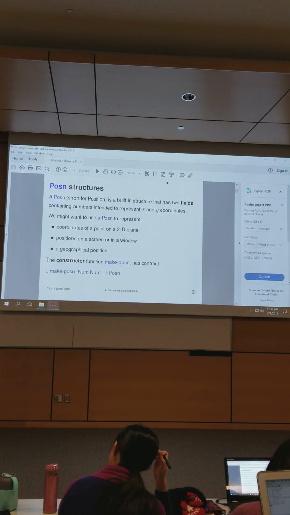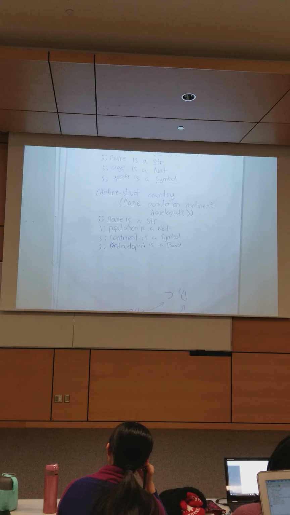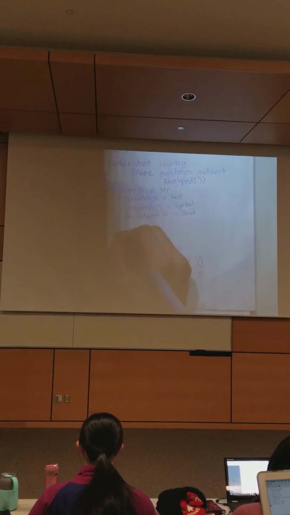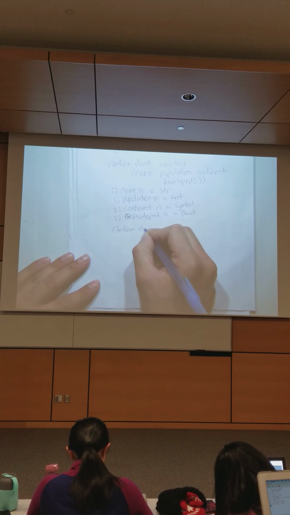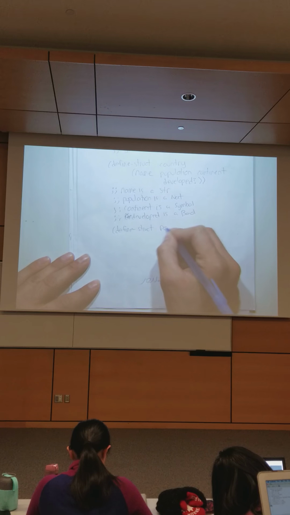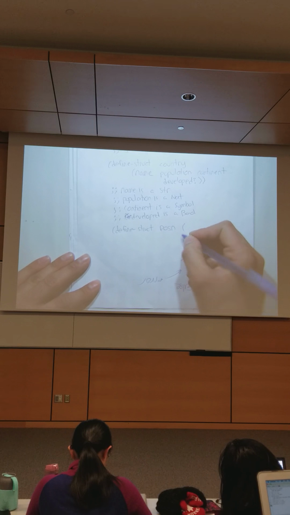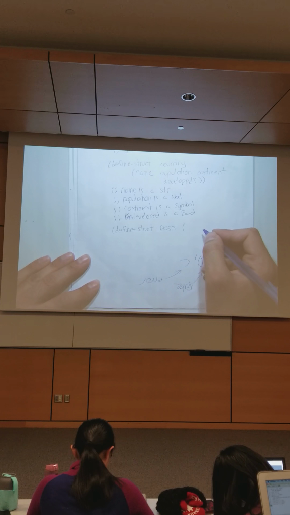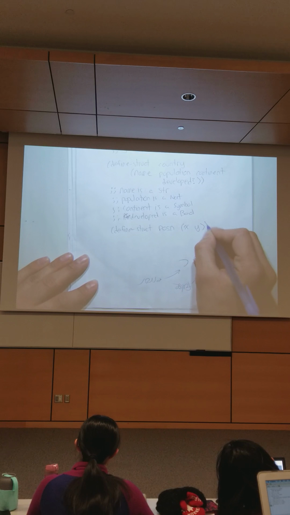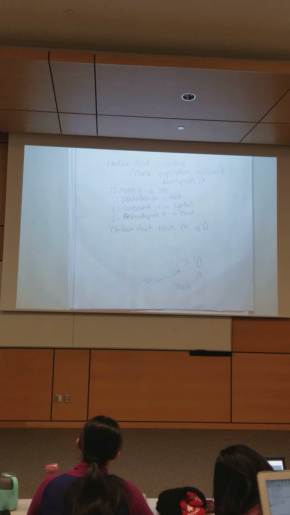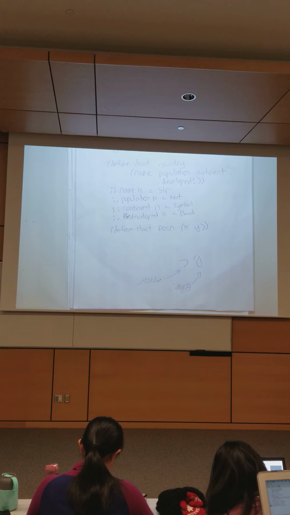So how would the define-struct line look for posn? If we wanted to do define-struct for posn, it would be define-struct posn, and then what would go in here? x and y. That's a posn. It just has an x and a y. Okay?